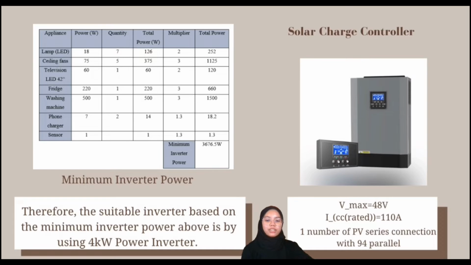And last but not least, for the sizing of the solar charge controller, here is the spec of the SCC, which has Vmax of 48 volt and ICC of 110 ampere. The number of series we can get from the VOC of the PV divided by Vmax, and we get one series. For parallel connection, we divide the total PV panels that we use in the system by the number of series, which is 1, and we get 94 parallel connections.